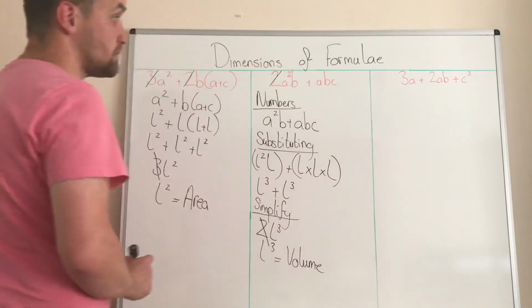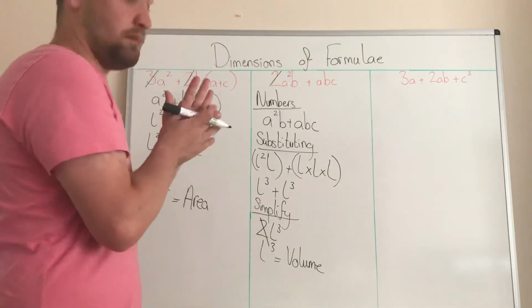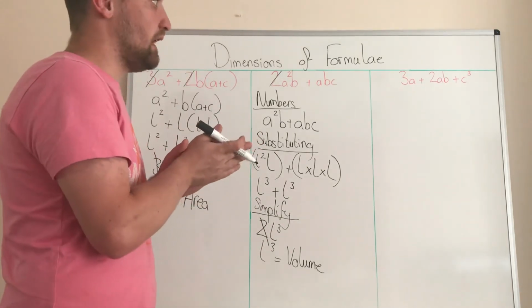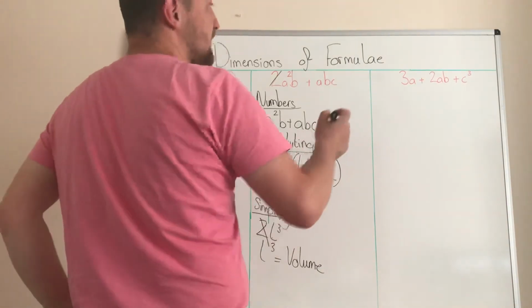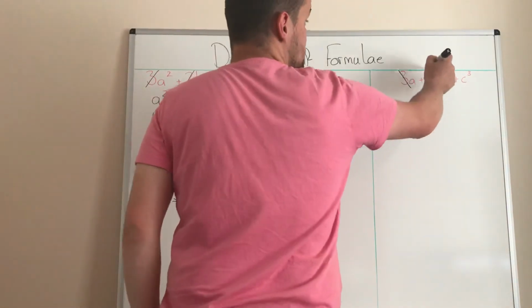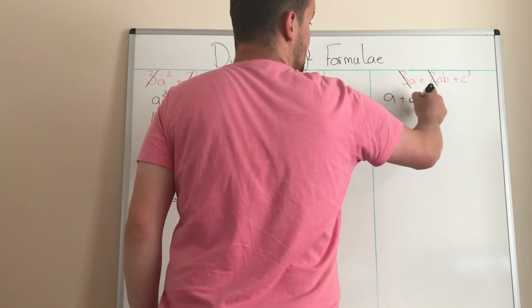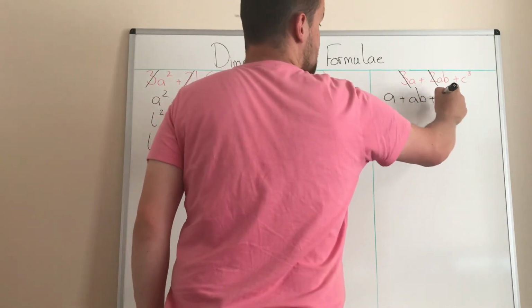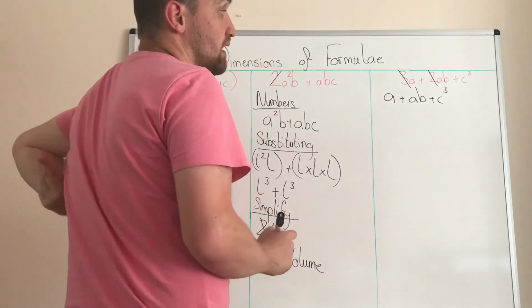Right, last one. If you want to pause it and have a go at it, feel free to pause it right now, and we'll go through the answers in a second. First step, cross off any numbers. So we've got a plus ab plus c cubed. We got rid of the numbers.